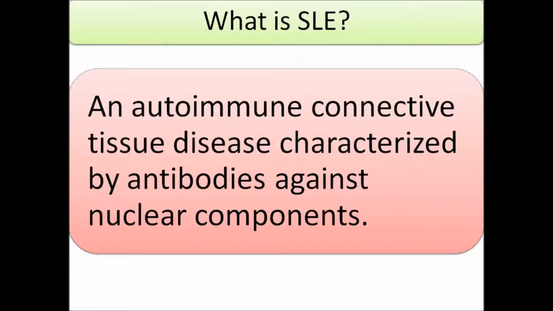Okay, so what is SLE? SLE is an autoimmune connective tissue disease characterized by antibodies against nuclear components. So this is a feature of SLE, antibodies against the nuclear component, of which anti-nuclear antibody is one of them. This SLE disease is a multisystemic disease. As we will see, it will strike every single organ in the body.